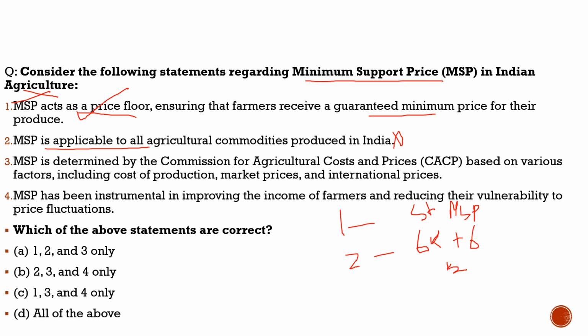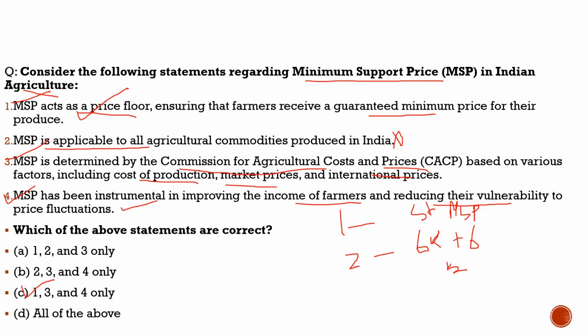Third statement, MSP is determined by the Commission for Agriculture Costs and Prices, based on various factors including cost of production, market price, and international prices. 100% correct. Coming to the fourth statement, MSP has been instrumental in improving the income of farmers and reducing their vulnerability to price fluctuation. 100% correct. That's why it will invite more farmers to invest in agriculture if the particular crops are given MSP status with legal backing. So the correct statements are statement 1, statement 3, and statement 4, and from the code given below, the correct code would be option C.